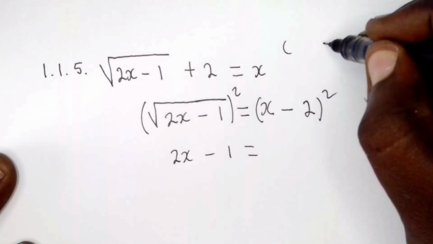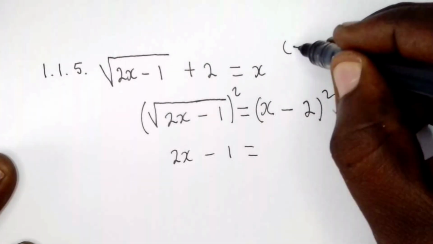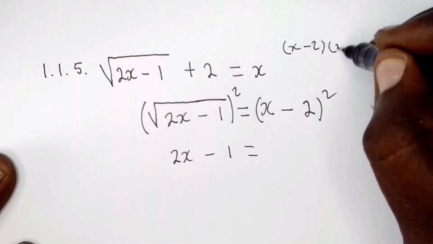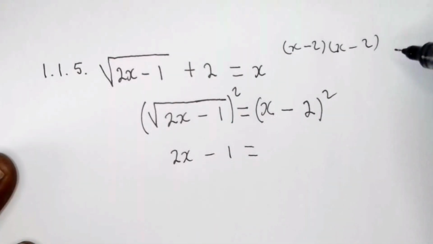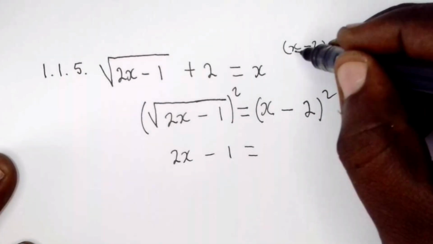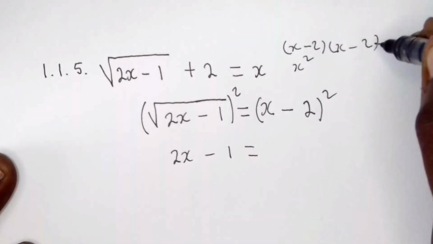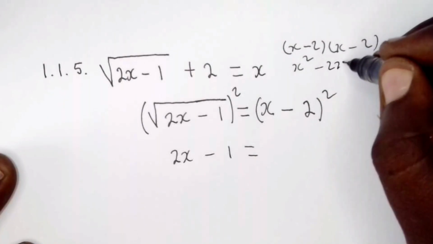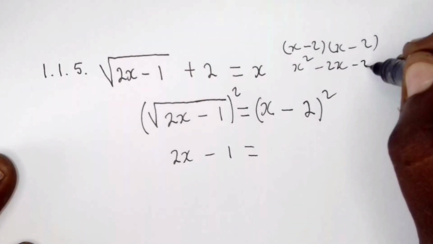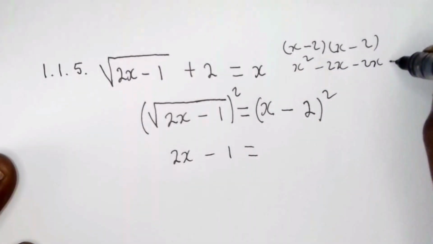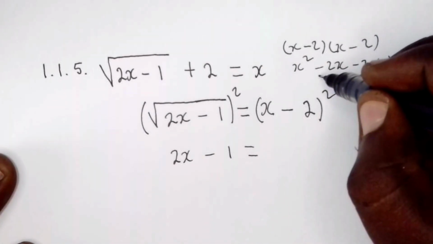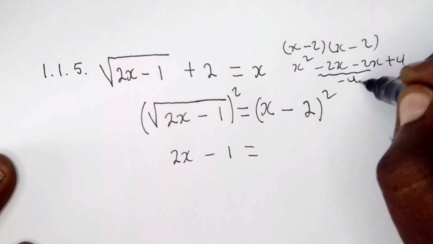We have two same brackets. It's x minus 2, x minus 2. I like it when you put a product here. X times x is x squared. Negative, okay, x times negative 2 is negative 2x. Negative 2 times x is negative 2x. Negative 2 times negative 2 is positive 4. Do you see this one? So this one is going to be negative 4x.